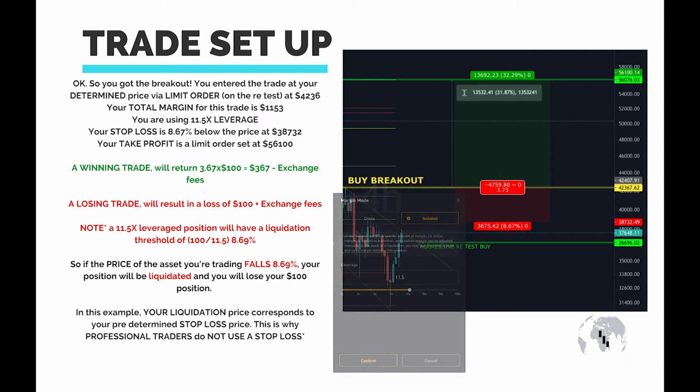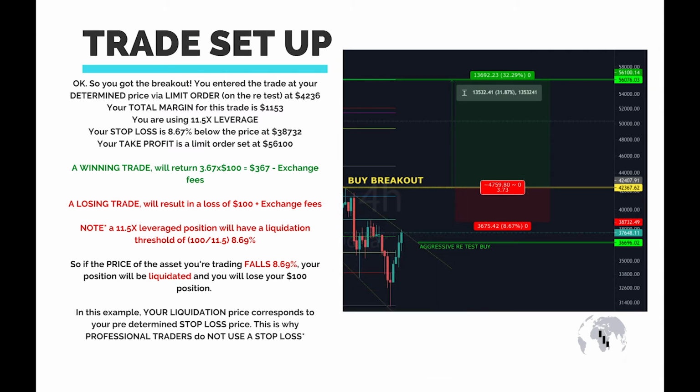Okay, so the trade setup would be to buy the breakout, giving you a 32.29% win on a breakout trade here. And we decided that it would be safe to put our stop loss down at $38,732 because we don't think price action will come back and stop us out there. So that gives us a risk reward ratio of 3.73, which is acceptable according to our risk management plan.